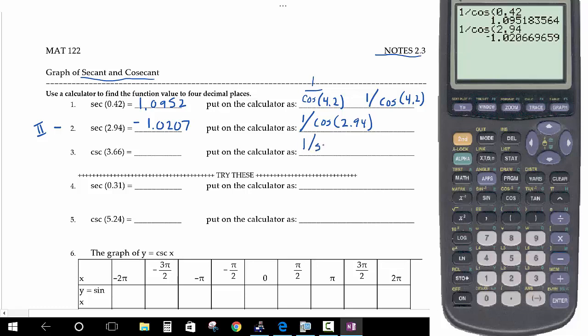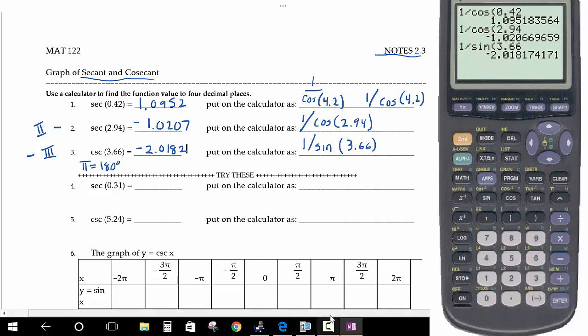Then the next one is dealing with the cosecant. So we're going to do 1 divided by the sine of 3.66. Again, that's in radians. So we want to go ahead and do that. That will give, again, a negative answer. And the reason for this is quadrant 3. Pi is 180, and this is a little bigger than pi because it's over 3.14. And the sine and cosecant are negative. So it's always a good idea if you get a negative on your calculator to know why, based on what you've learned about the trig functions.